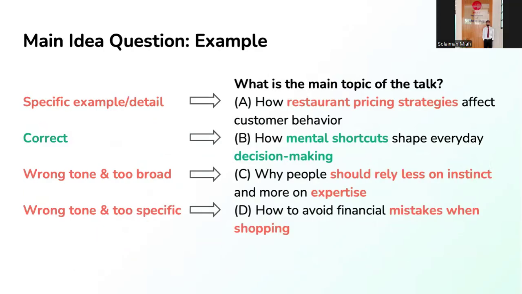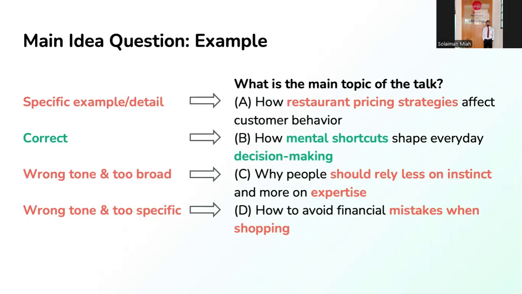Now that you've seen the transcript again, look one more time at the answer choices. Some options focus on one specific example, such as restaurant pricing strategies, which is too narrow. The professor does talk about prices at restaurants, but only to introduce the larger topic. Others shift the tone or introduce ideas that weren't central to the talk. The third answer choice has a problem with tone. It makes a recommendation for what people should do. The lecture only defined and explained the topic. The professor didn't focus on what people should do.